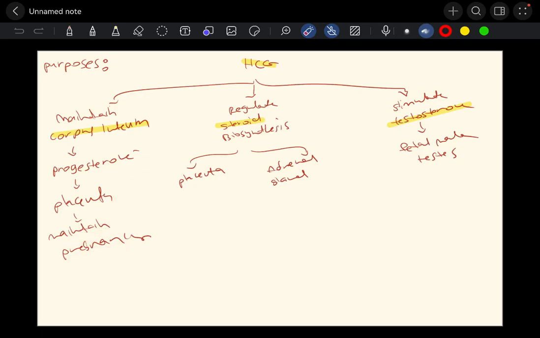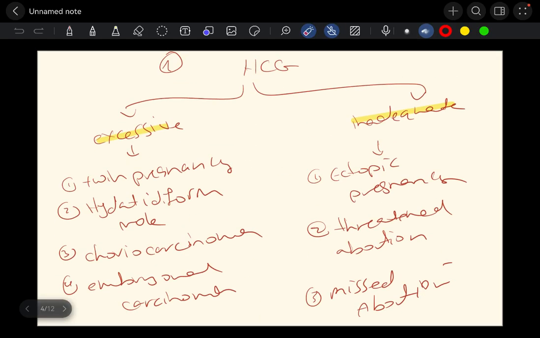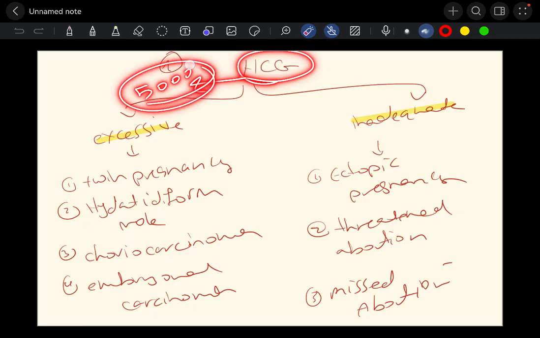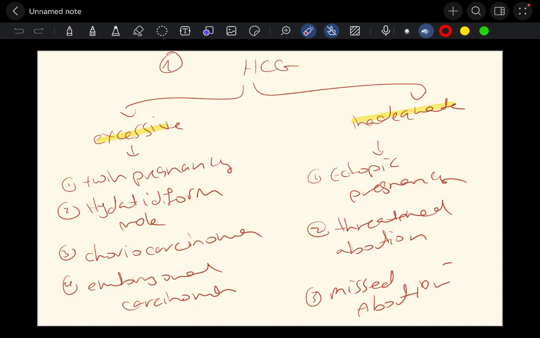After that, hCG regulates steroid biosynthesis in the placenta and adrenal gland. hCG also stimulates testosterone production in the fetal male testes. hCG levels in pregnancy generally occur around 5,000. If it's above, it's excessive, and if it's below, it's inadequate.